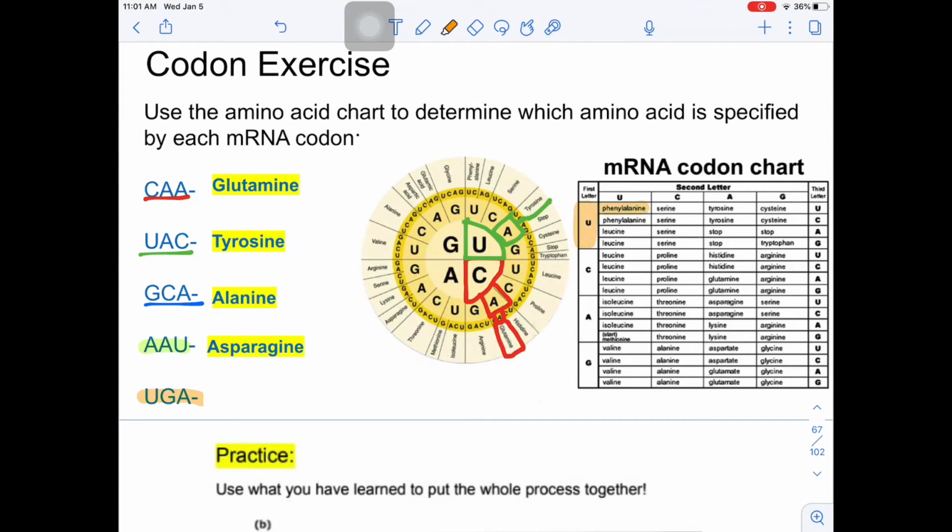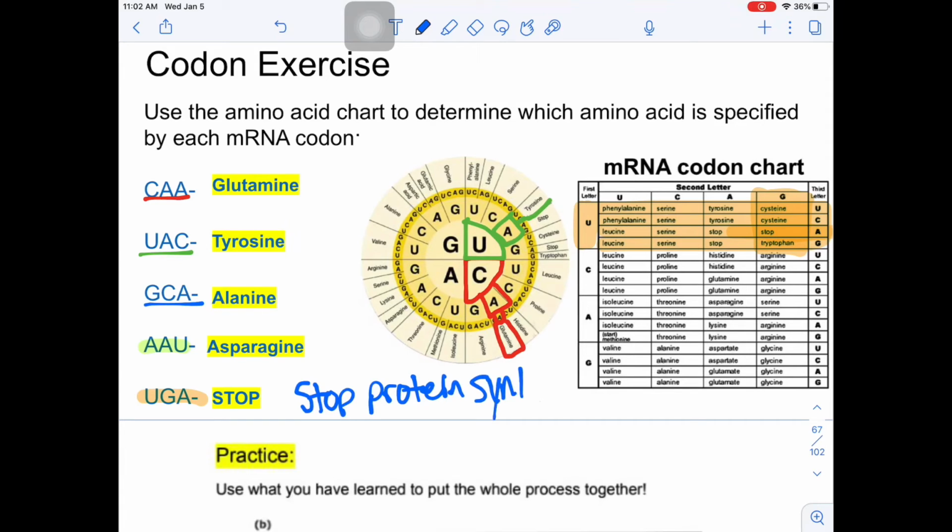U is over here. G is over here. And then A right here. That codes for the word stop. Stop is not an amino acid. Stop simply means to stop protein synthesis.